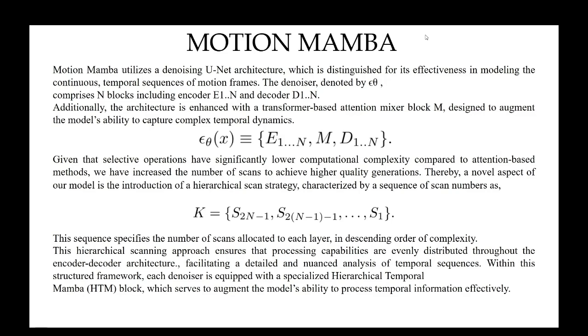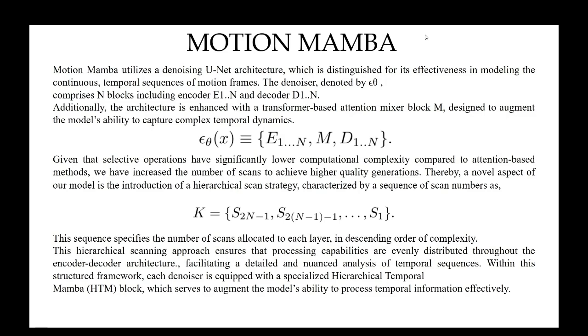So now comes our Motion Mamba. Motion Mamba basically utilizes a denoising UNet architecture, which is distinguished for its effectiveness in modeling the continuous temporal sequences of motion frames. Why they are using the UNet architecture is that UNet is good for working on sequences of images that change over time, which is our case as we are modeling a 3D motion model.